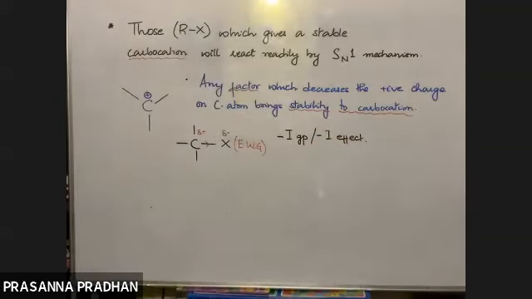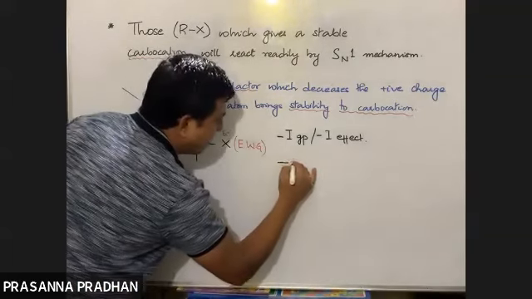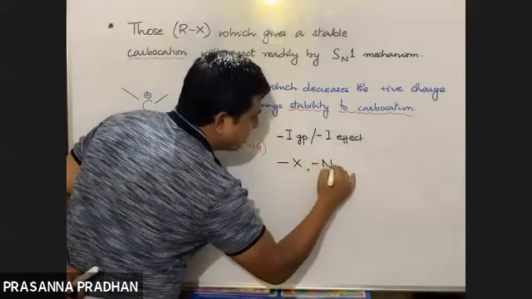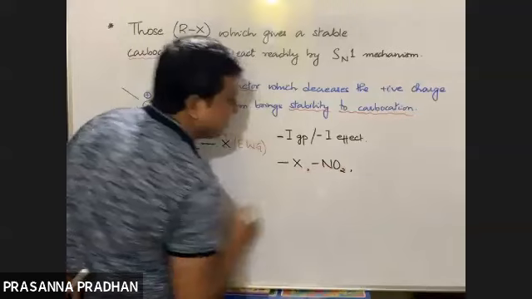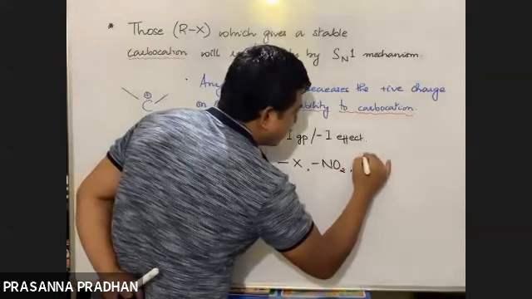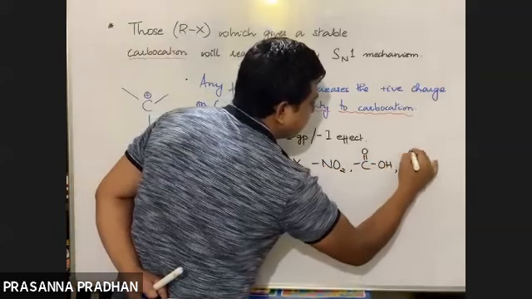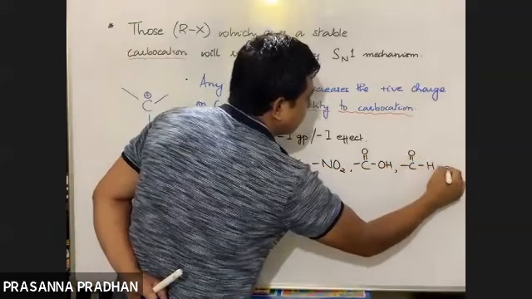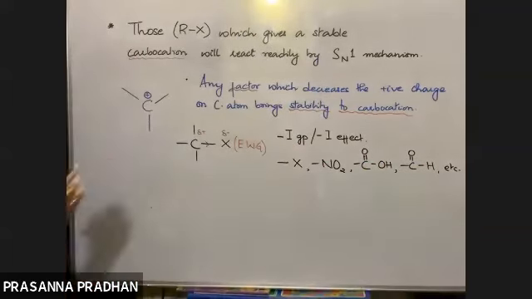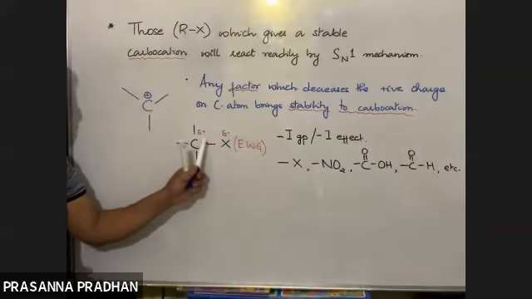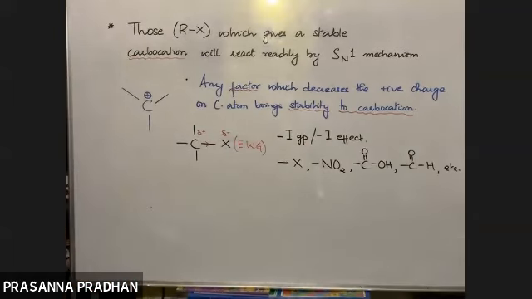Minus I group and minus I effect. So what are the things which come under this category? All the halides, your nitro group, your carboxylic acid group, your ketone group, your aldehyde group, etc. All these come under a minus I group. What if these are attached to carbon? They will attract electron from the carbon atom. They are electron withdrawing groups.